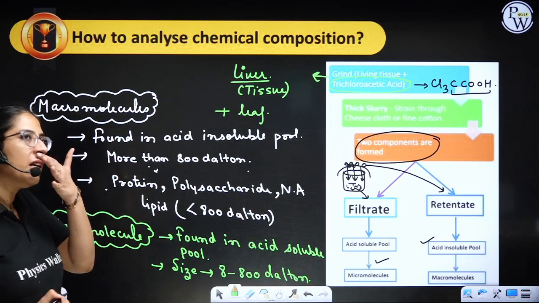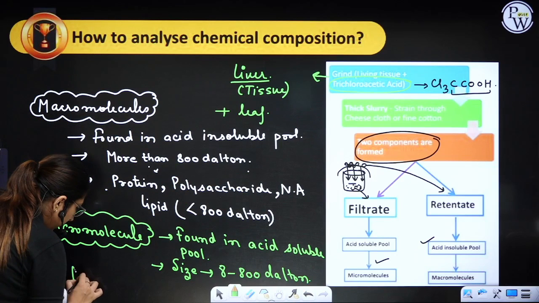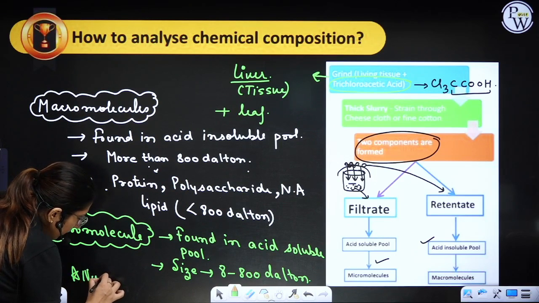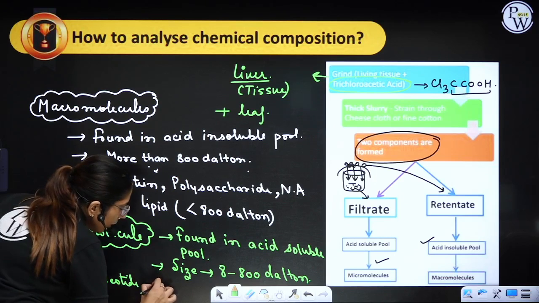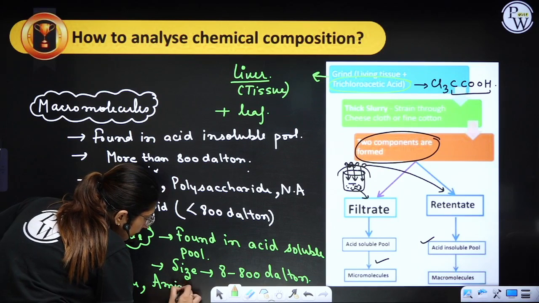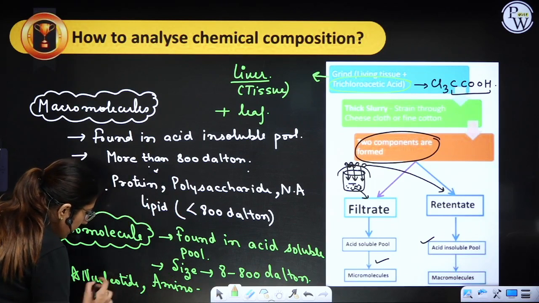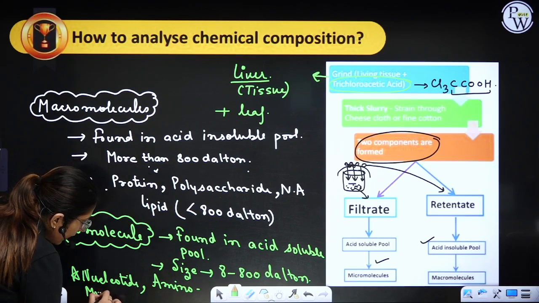So what are you going to get over here? You will find nucleotides. What else? The amino acids. You're going to get the monosaccharides, etc.